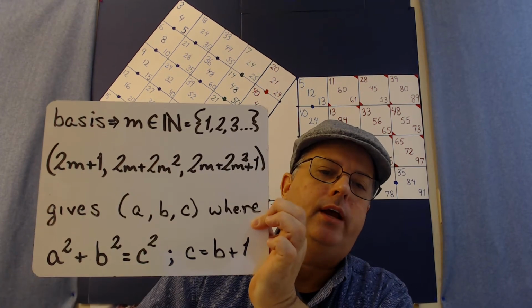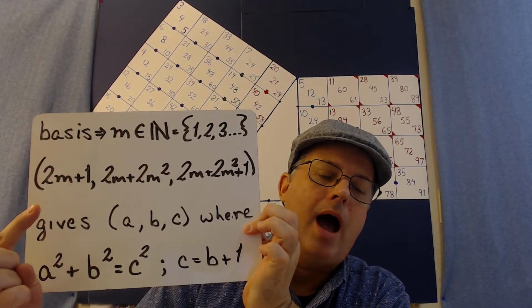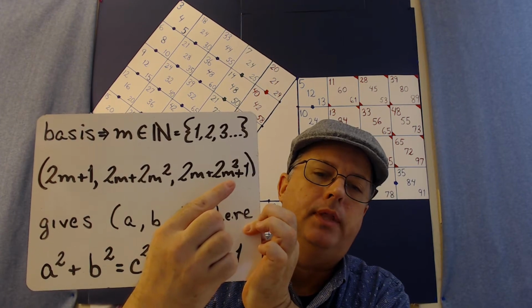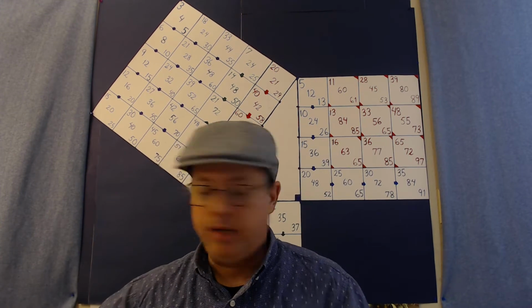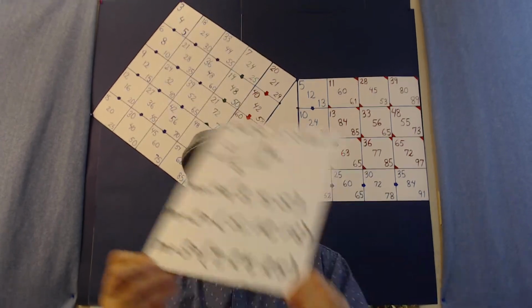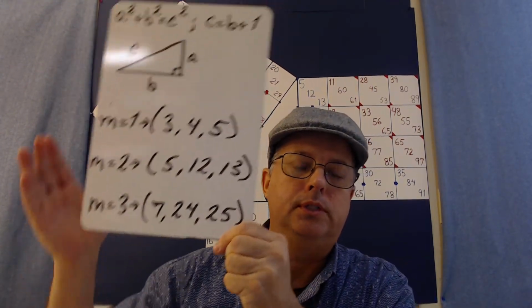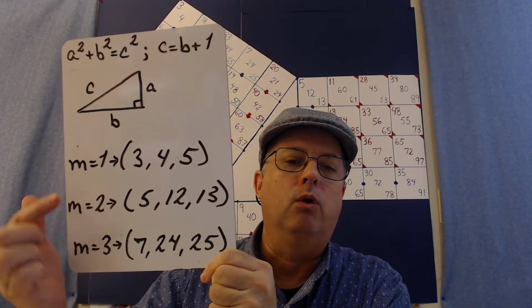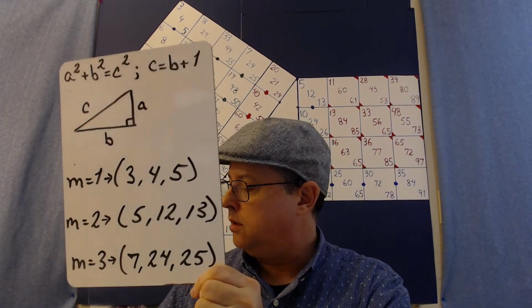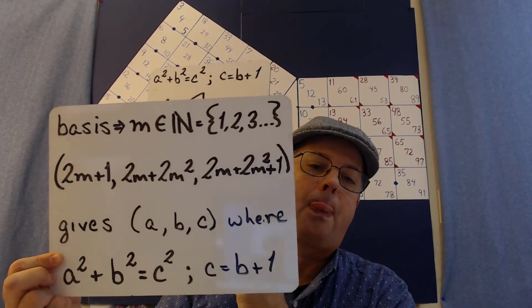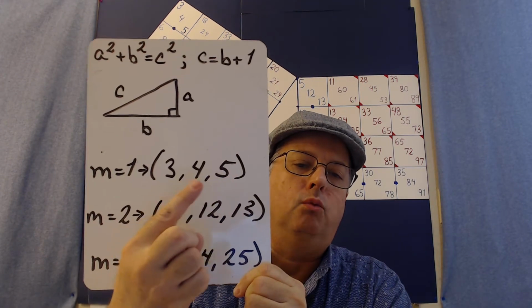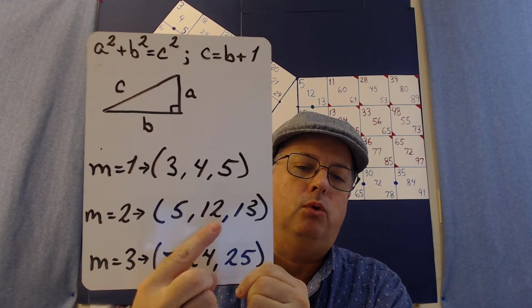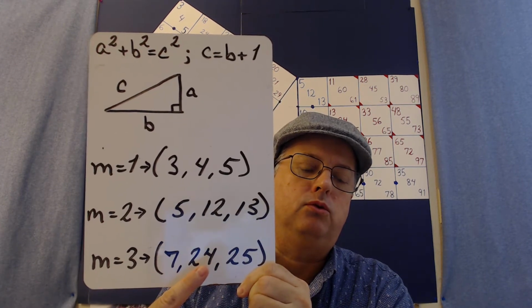Okay, so let's understand how and why this generates Pythagorean triples. In the previous videos, these are the Pythagorean triples that were presented that work for this formula here. And so notice that the c value is 1 more than the b value here. 13 is 1 more than 12, and 25 is 1 more than 24.